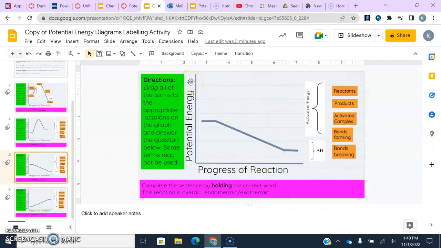Remember, if the change is negative, it's exothermic. So if the energy of the products is below the reactants, it is exothermic. If it's positive and the energy of the products is above the reactants, then it's endothermic.